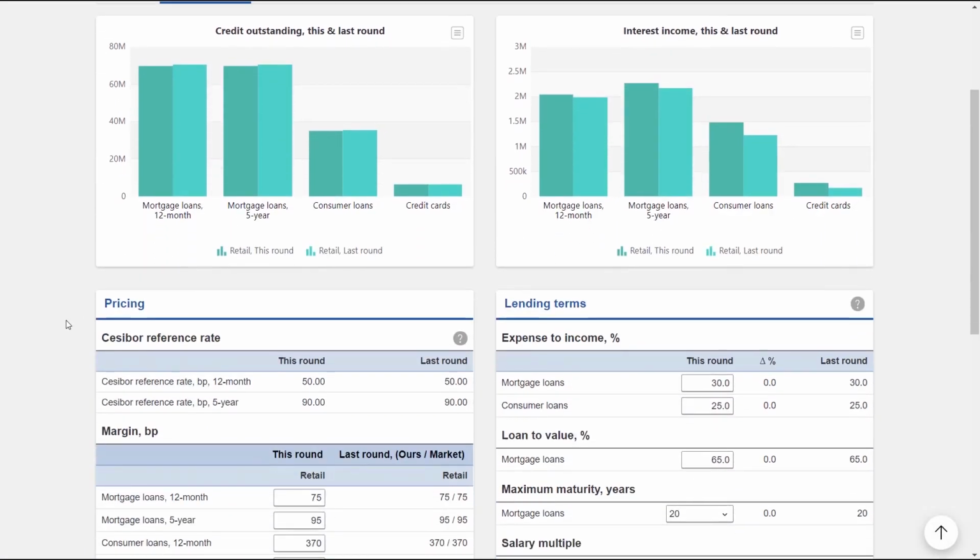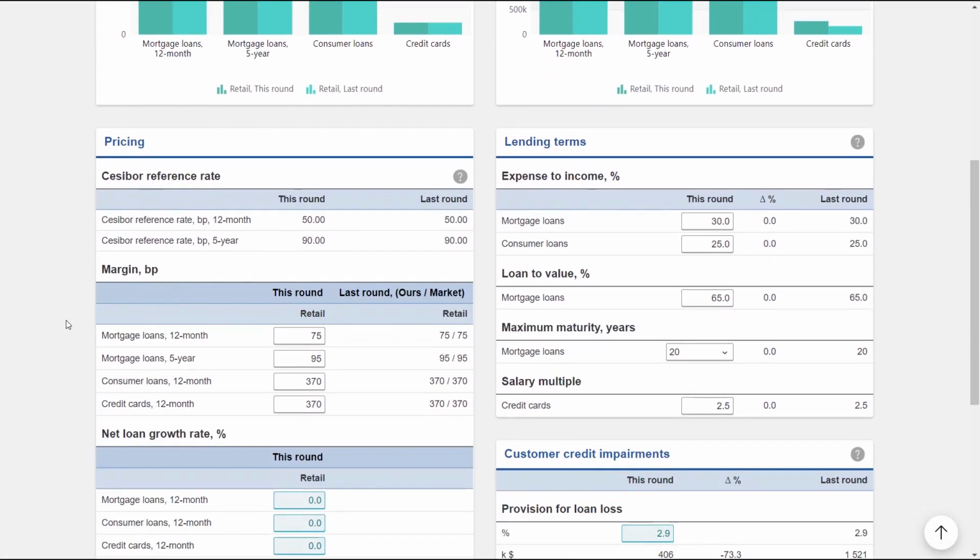On the credit product side, we then try to sell the money that we have been getting from our customers.